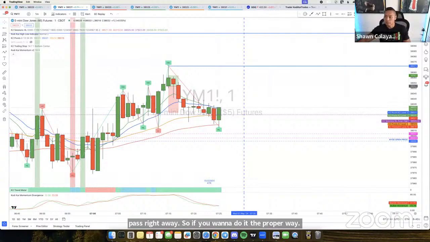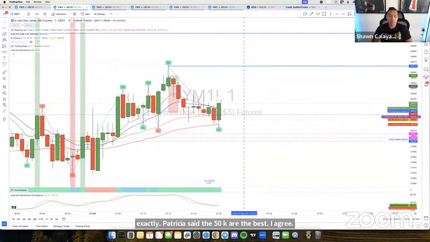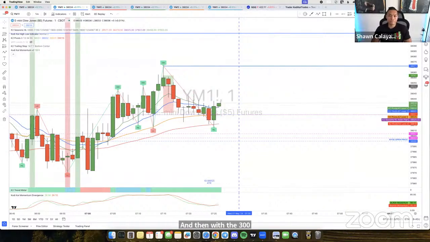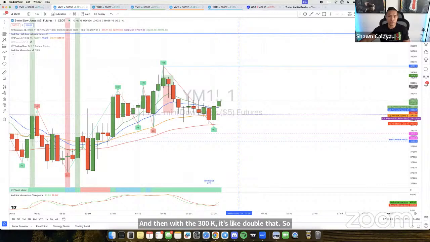Yeah, exactly. Patricia said the 50Ks are the best. I agree, 50Ks are the easiest ones to pass. You can probably pass those within a month for sure, because I think the profit target is like 4%, and then with the 300K, it's double that. So it takes so much longer if you're trying to trade properly.